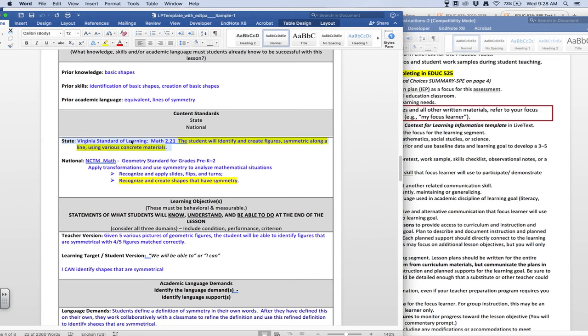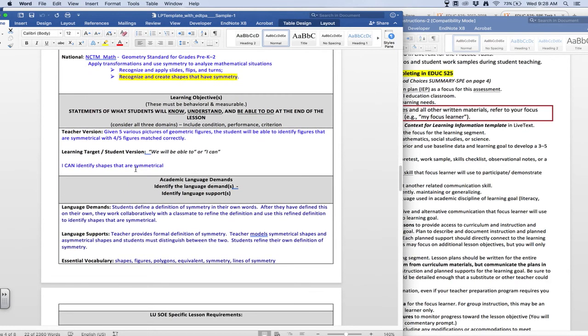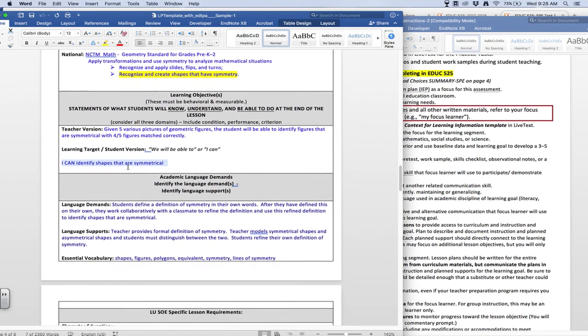So that's where it would be social skills, communication, and so forth. All right, then going down from there, we have learning objectives, we have learning target, and what I love about this, I actually like this, good job edTPA, is it's the student statement. I can identify shapes that are symmetrical. So you're making the statement a personal statement for students, and that's what you're shooting for, the students to be able to do that.